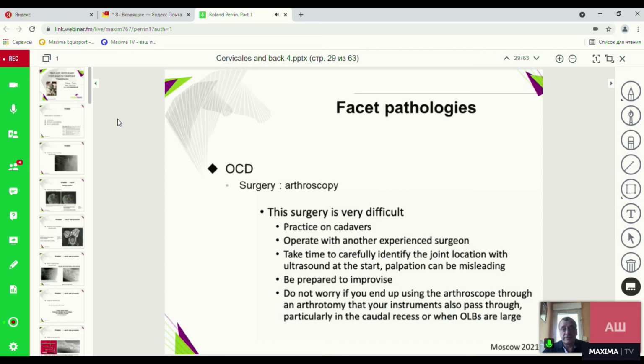Just never forget that, because I agree totally with that. This surgery is in fact very difficult, and you have to practice and train before doing this kind of surgery. Don't do it like this, or it's not so easy to do. Be careful, okay?